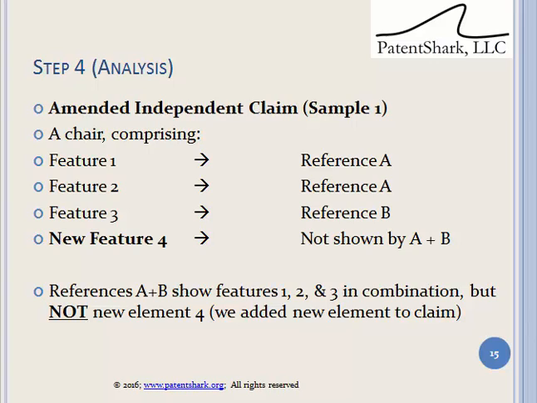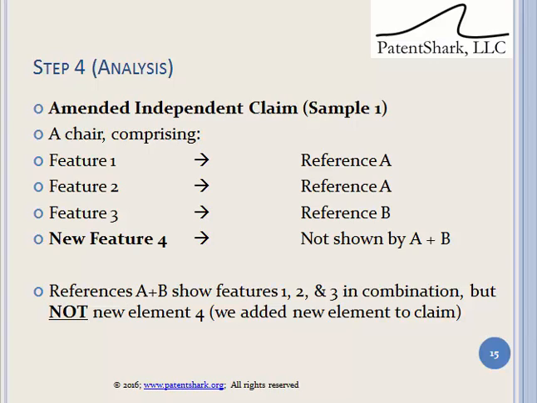There's the problem. However, we can add a new feature 4. For example, that could be an armrest that's attached to the seat, and which is not shown in references A and B. So references A and B in combination show the features 1, 2, and 3 that are stated in the original claim 1, but not the new element or feature 4, which is an entirely new element that we added. Thus, you may amend independent claims, for example, in our situation, claims 1, 5, and 13 of the smartwatch, by adding a new element that of course finds support in the specification and that is not shown by the references applied by the examiner. That's one way to proceed.